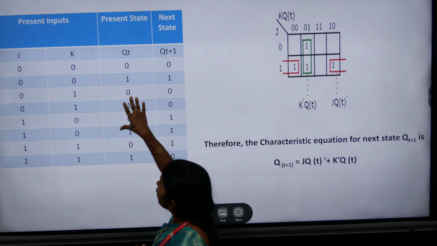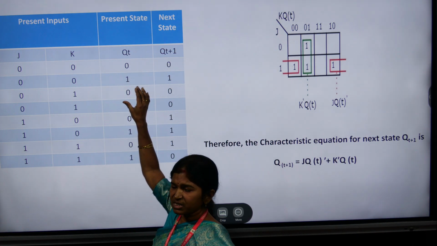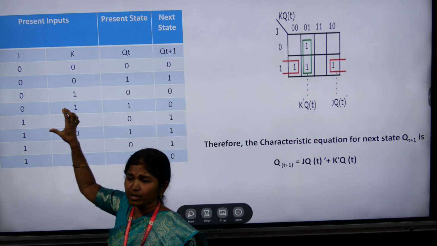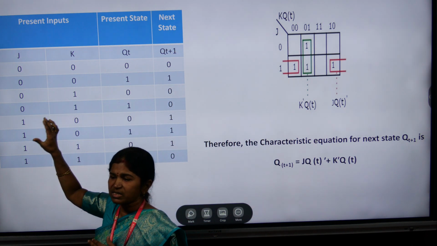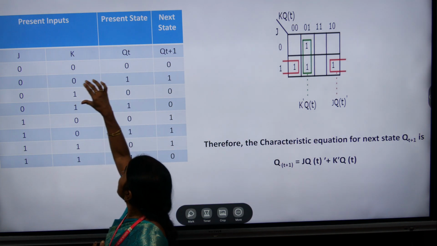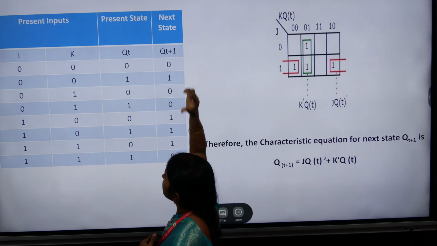Now we will speak about the characteristic table. Characteristic table means present state values we are taking as 0, 1, 0, 1, 0, 1 for all possible values of J and K: 0 0, 0 1, 1 0 and 1 1. So for the first combination, J and K values are 0. So the present state value will be continued in the next state.